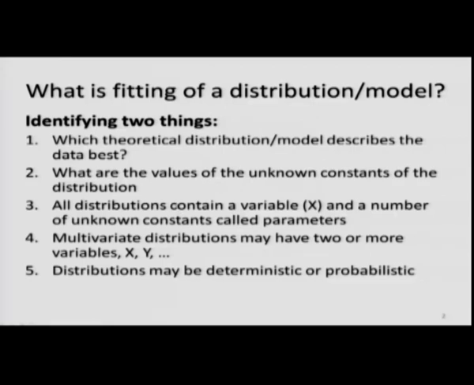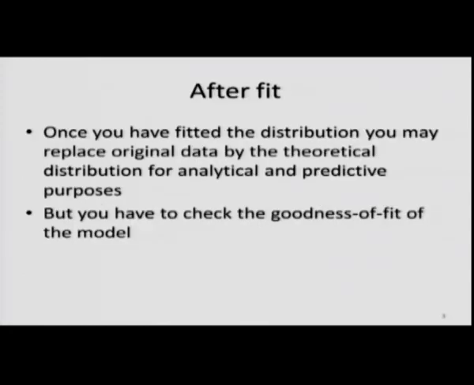All distributions contain a variable and a number of unknown constants, they are parameters, and I am referring to estimation of them. Distributions may have one parameter, the Poisson distribution has only one parameter lambda, the normal distribution has two parameters mu and sigma, and there are distributions which have three parameters. Distributions may be deterministic or probabilistic, but in fitting of a probability distribution we are referring to probabilistic situations only, we are not dealing with deterministic distributions.